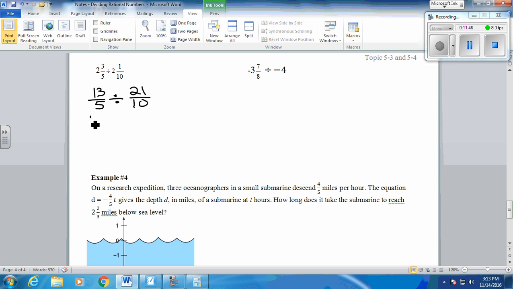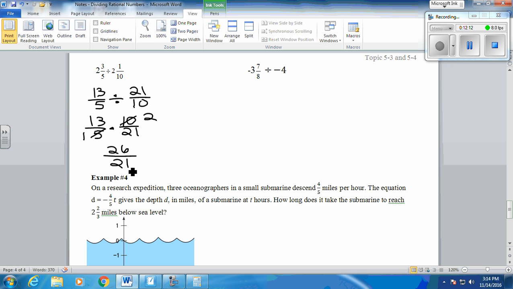Again, do not cross cancel here. You need to first rewrite it as multiplication. You leave the first number the same, then change its second number to its reciprocal to give you 10/21. You cannot cross cancel with the 13 and the 21, but I can cross cancel with the 5 and the 10. 10 divided by 5 is 2, and 5 divided by 5 is 1. 13 times 2 will give me 26. 1 times 21 is 21.